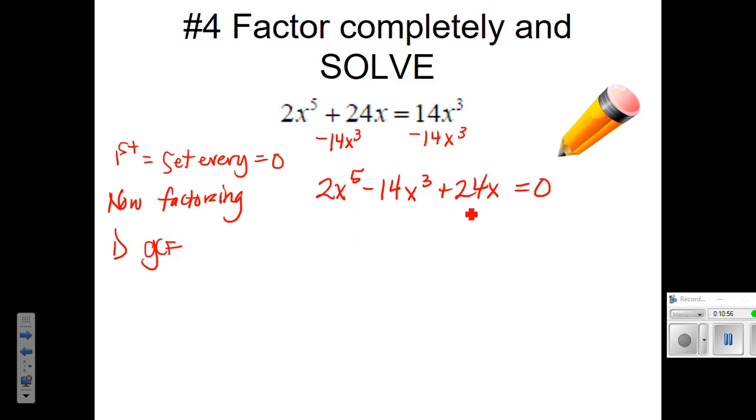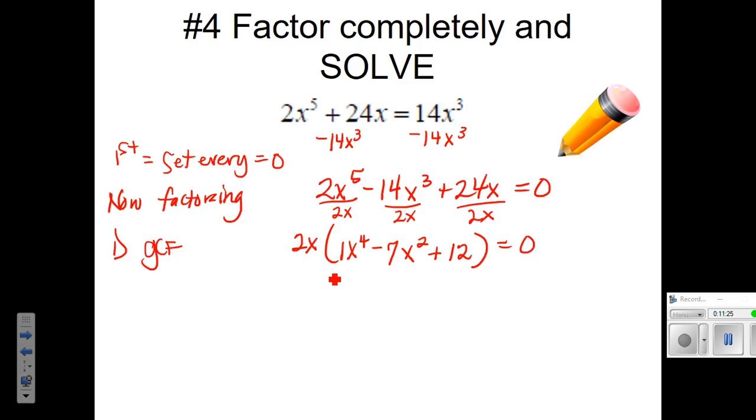What do they have in common? Well, they have a 2x, I believe. So let's take out a 2x from everything and see where that takes us. 2 divided by 2 is 1. X to the 5th divided by x is x to the 4th. 14 divided by 2 is 7. X squared. 24x divided by 2x would be 12.